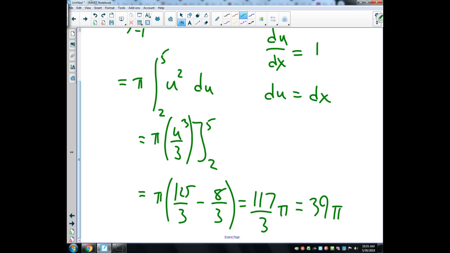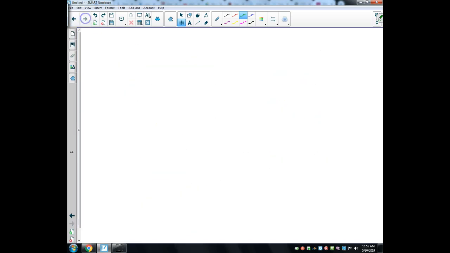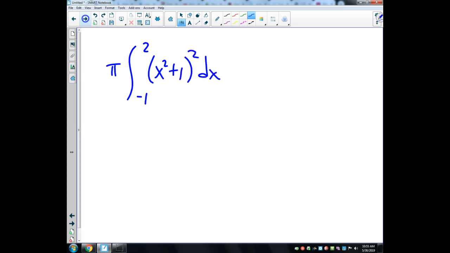Okay. All right, so let's finish this off. What about the blue disks? Let's add all of them up. So the blue stuff looks like this. Pi times the integral from -1 to 2 of (x squared plus 1) all squared dx. Now this is not what I would call a u sub, because if I call the inner function u equals x squared plus 1, what's the derivative of u? du/dx is the derivative of x squared plus 1, which is 2x.